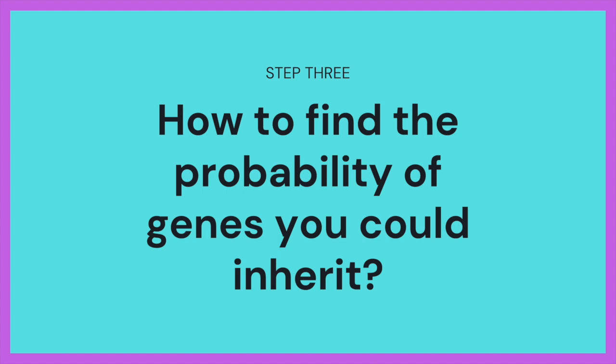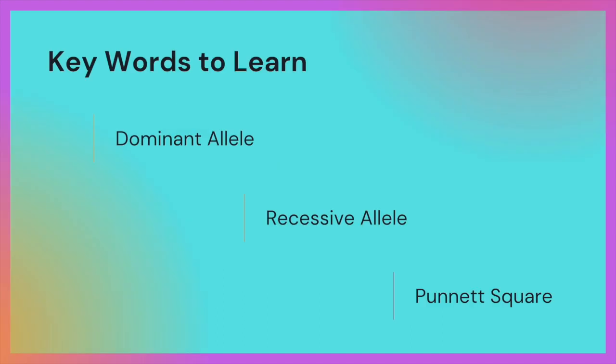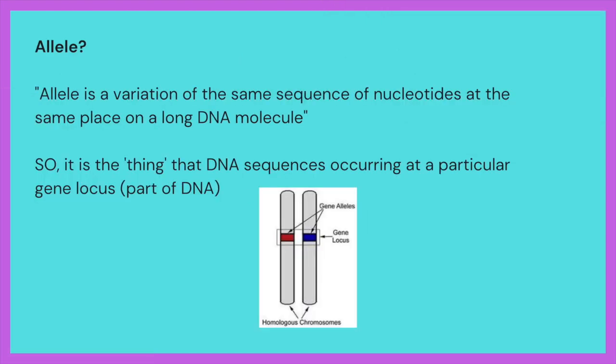Step 3. How to find the probability of genes you could inherit. To learn about probability, you need to learn 3 keywords. First, dominant allele. Second, recessive allele. Third, Punnett square. First, let's talk about allele.